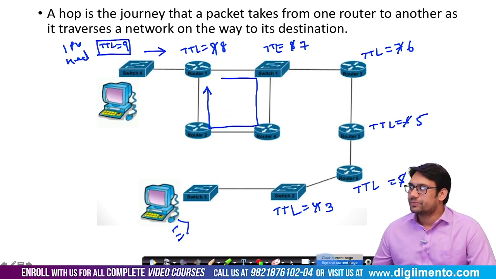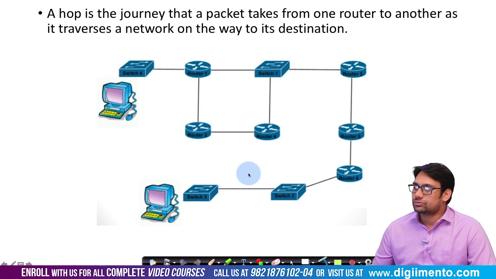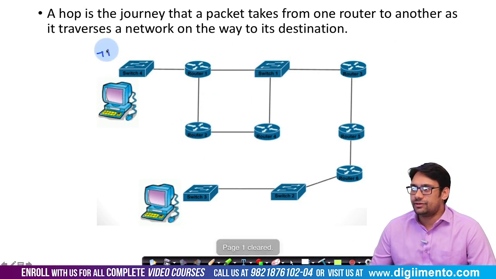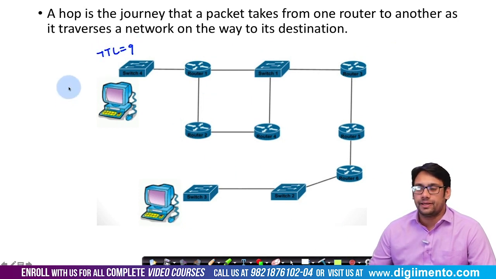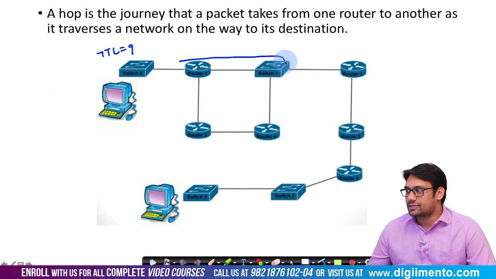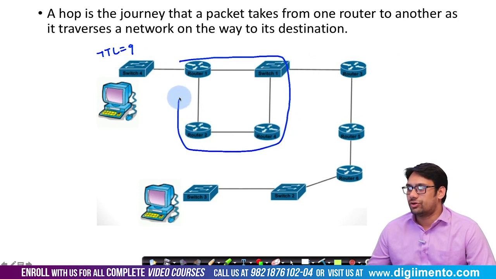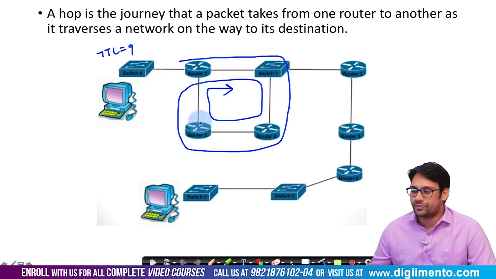Now, for example, assuming that here in the sender we have the TTL field as 9. And now your packet is stuck in an infinite loop. It is following this path over and over again. So the packet is following an infinite loop like this. In that case, what happens?